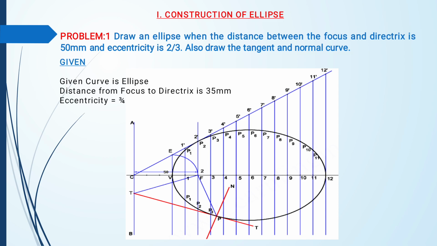Both the above and below lines are connected. Then all the intersection points are connected, and I form the ellipse curve. So this is how I construct the ellipse. Practically it is very easy to construct.